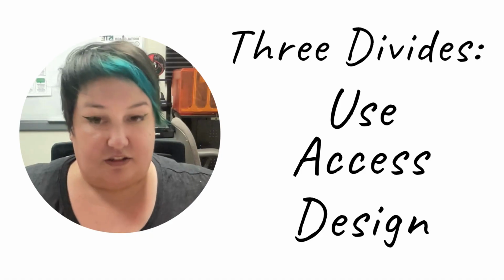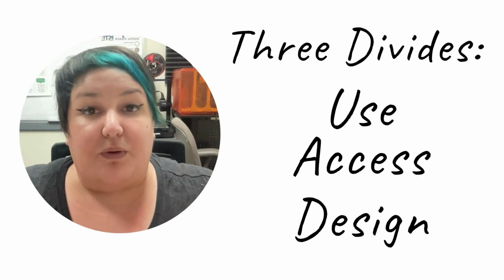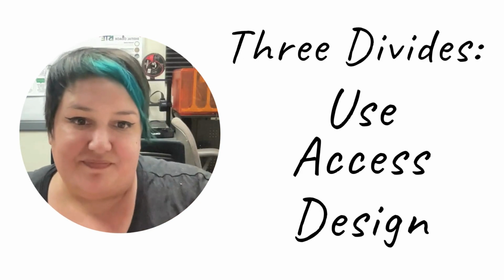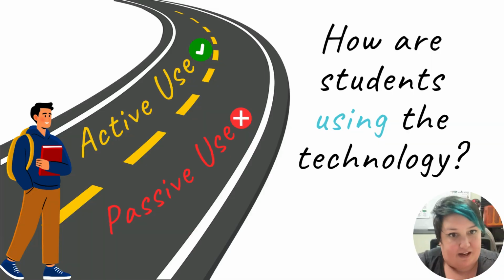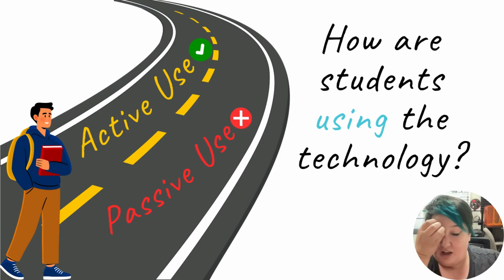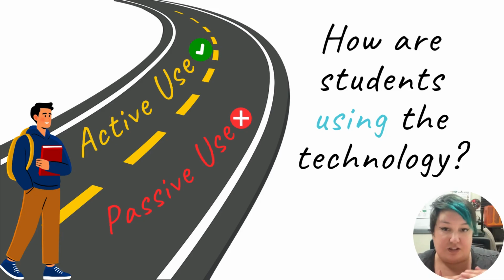Starting with digital design. So we'll go through a quick rundown of what each of these are, and then we'll look specifically at how you can use Adobe to address design. So the digital use divide specifically looks at how students are using the technology. So are they active users or are they more passive users? Or in other words, are your students being creators or are they merely just consuming content that other people have created? So that's digital use.